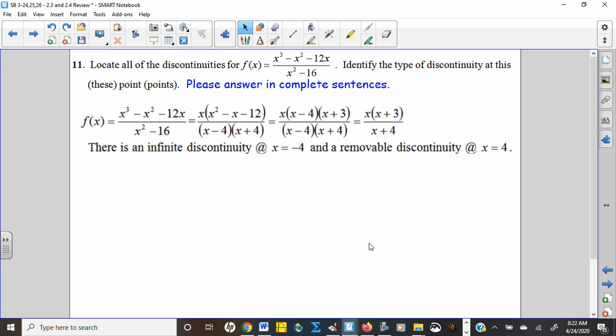Number 11, locate all discontinuities for this graph. So here's the work. I actually have it worked out here, so I guess this will go a little bit faster. So we've got to factor the top.